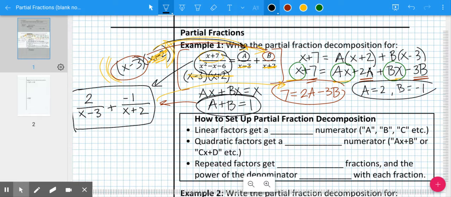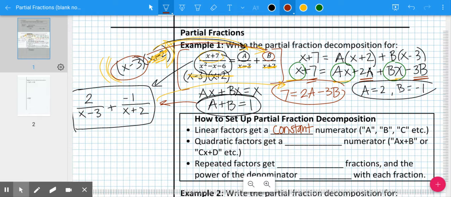So here are some rules. If you have a linear factor in the denominator, so x minus 3 was a linear factor and x plus 2 is a linear factor because there was no exponent on those x's, then above it you will always put a constant. So that's what we did in example 1. Above x minus 3, we put an A. Above x plus 2, we put a B. So anytime it's linear on the bottom, you put a constant above.